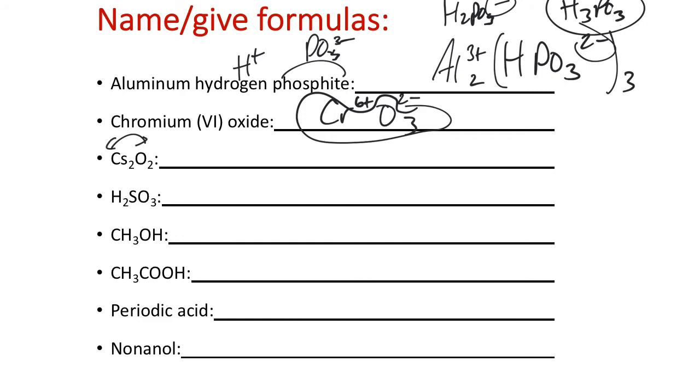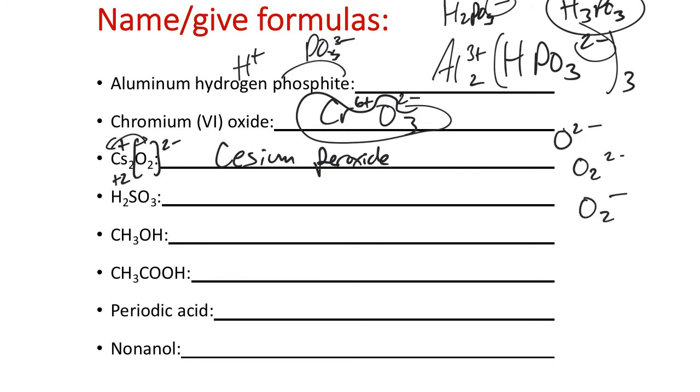Cs2O2, what's O2 with a 2 minus charge? So cesium has a plus, there's two of them, there's a plus 2, so what would the name of that one be? Cesium peroxide. So O2 minus is oxide, O2 2 minus is peroxide, O2 with a minus is superoxide.